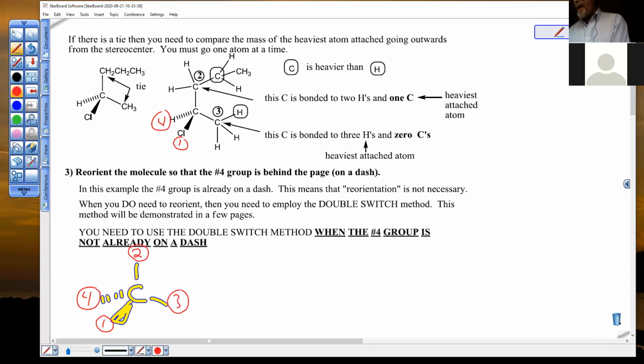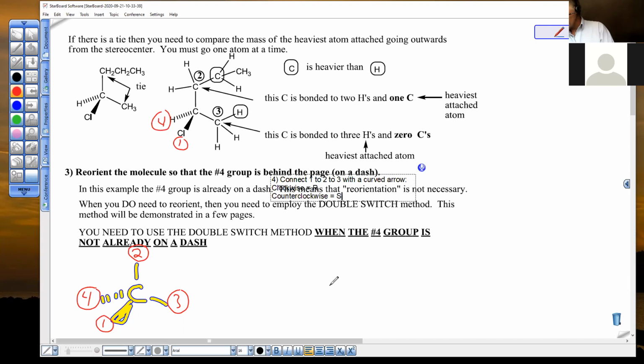So after you followed those steps and got 1, 2, 3, 4, the only question in step 4 you need to answer, and I'm not going to grab it from the book, it's very simple. Step 4: connect 1 to 2 to 3 with a curved arrow. If your arrow is clockwise, we call that an R stereocenter. Counterclockwise equals S. I'll briefly mention the origin of those names.